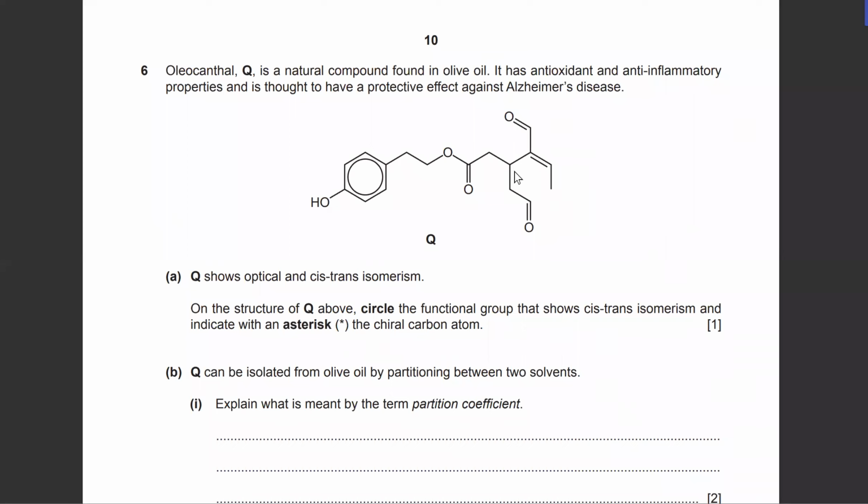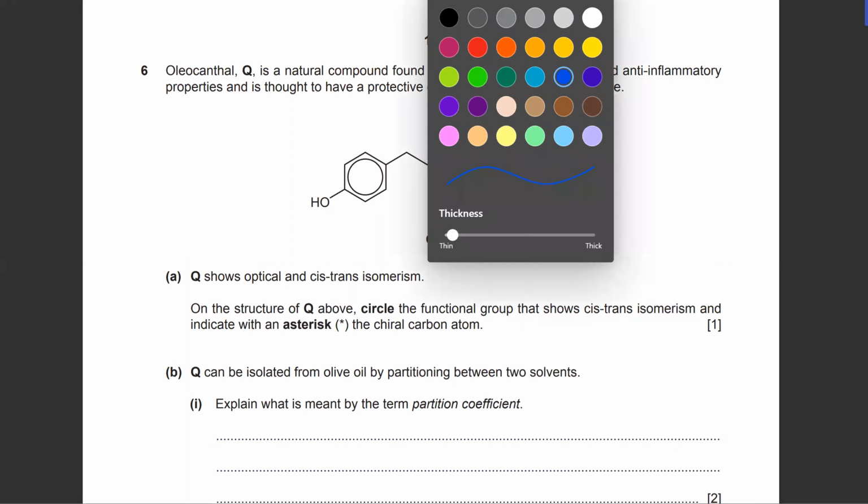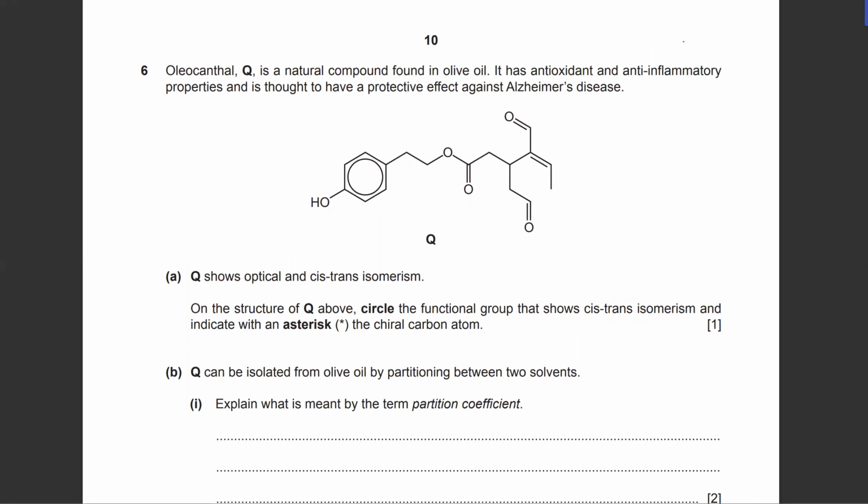So here is this molecule, a natural compound found in olive oil. It has antioxidant, anti-inflammatory properties, and is thought to have a protective effect against Alzheimer's. It shows optical and cis-trans isomers on the structure Q above. Circle the functional group that shows cis-trans. So where exactly is cis-trans happening in this molecule? Circle it. Cis-trans happens on a double bond, right? And there is this double bond. That's where the cis-trans would happen. Clear?